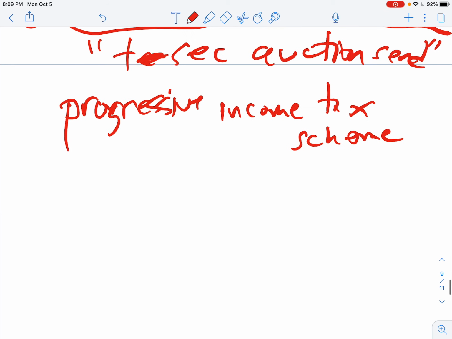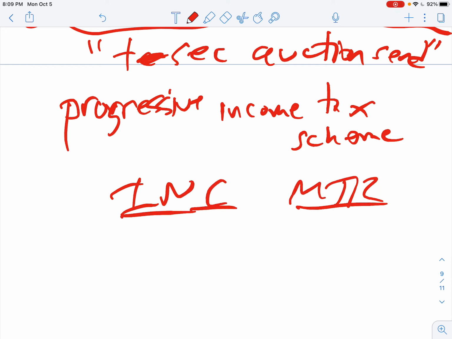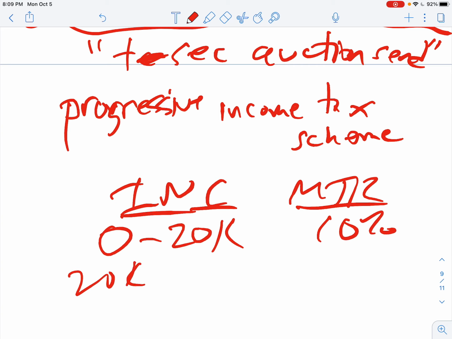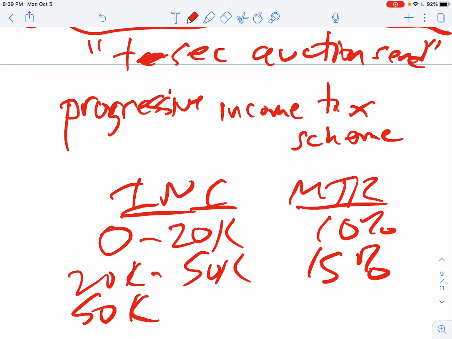A progressive tax scheme just means the higher the bracket you have of income, the higher the MTR. So for example, maybe an income bracket from 0 to 20K, marginal tax rate might be 10%, 20K to 50K, marginal tax rate might be 15%, and just pretending 50K up, marginal tax rate is 20%. That's an example of a progressive tax scheme.